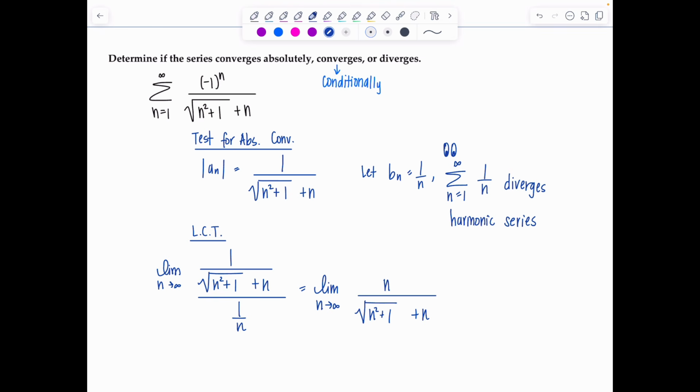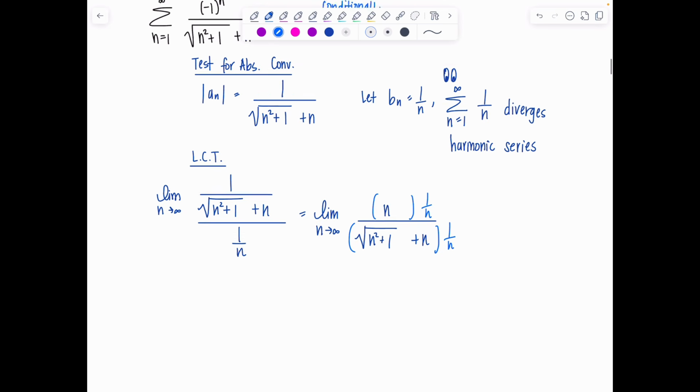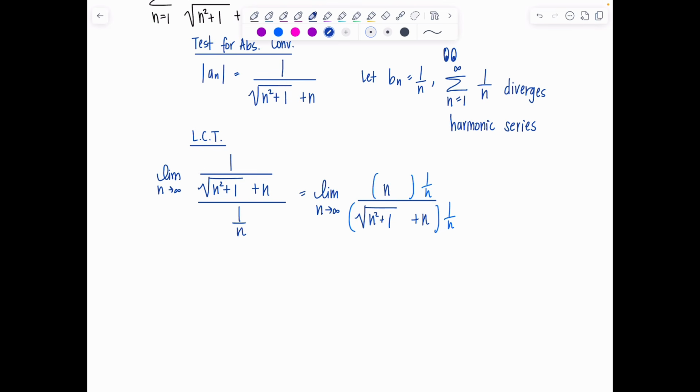Well, I have numerators going to infinity, denominators going to infinity. No, we're not doing L'Hopital's rule. We'd have to change it to a function of x because these terms are not differentiable. Plus, that's overkill. All we need to do is divide everybody by n. Same as multiplying by 1 over n. Highest power of n from the denominator always.